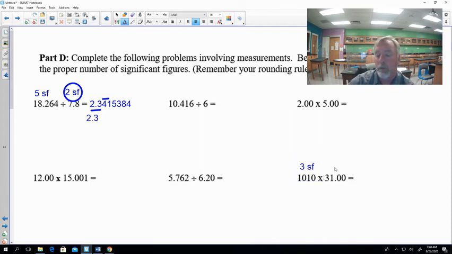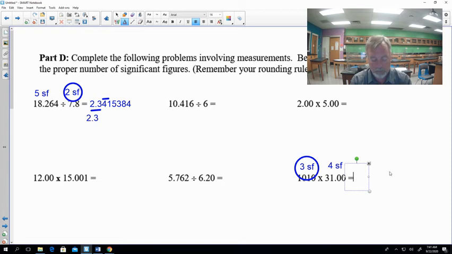How about our next number? 31.00. So our trailing zeros, yes, they do have a decimal. So yes, they count. Here we have 4 sig figs. So how many sig figs are we allowed in our answer? We got to take the smallest number. We're only allowed 3 in our answer. Let's punch those into our calculator. What does our calculator tell us?